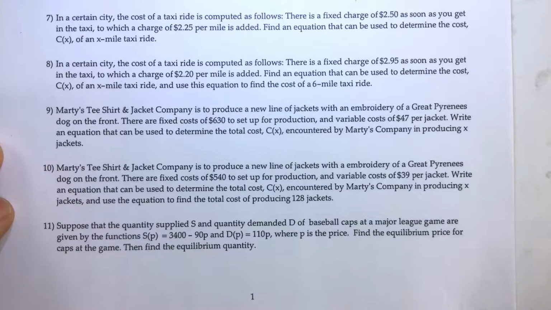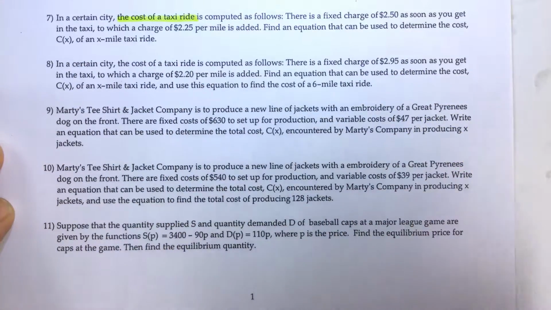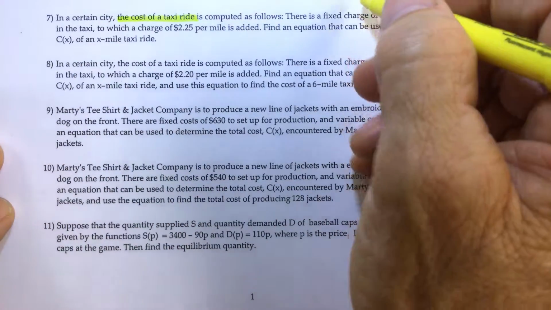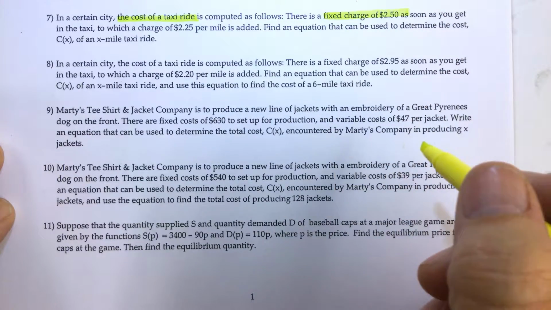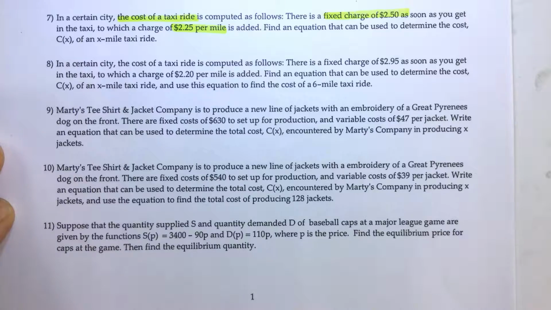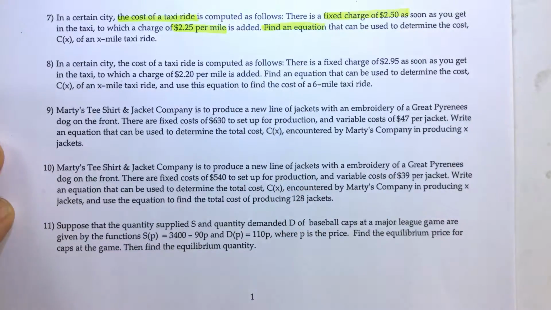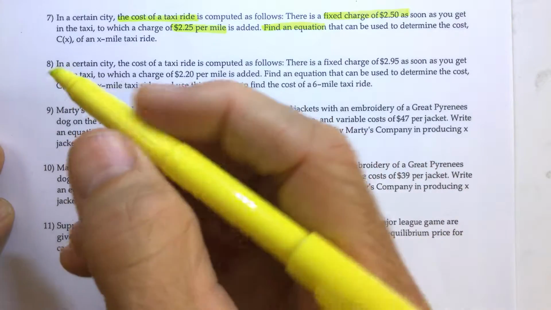For number 7, just like the other ones, we're given a cost for a taxi ride, and we're told there's a fixed charge, $2.50 as soon as you get in the taxi, $2.25 per mile after that, and we're supposed to find an equation. And the equation that we're going to be able to use to determine the cost of an X mile taxi ride. So this is defining our variables.